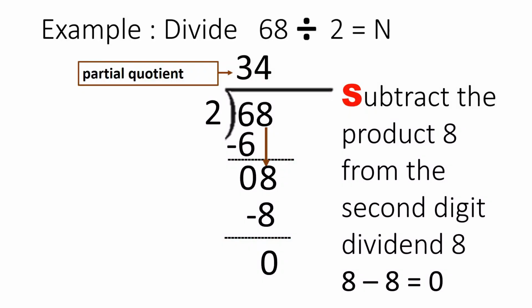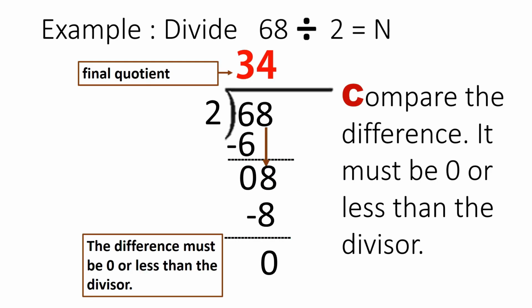Next, S for subtract, or subtract the product 8 from the second digit dividend 8. 8 minus 8 equals 0. Finally, compare the difference. It must be 0 or less than the divisor. So the final answer is 34. 34 is the quotient of 68 divided by 2.